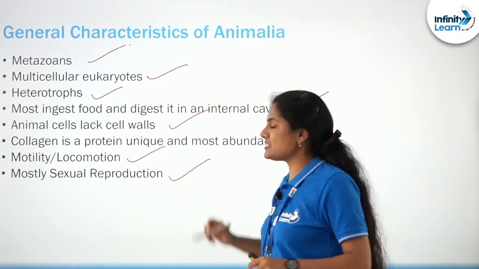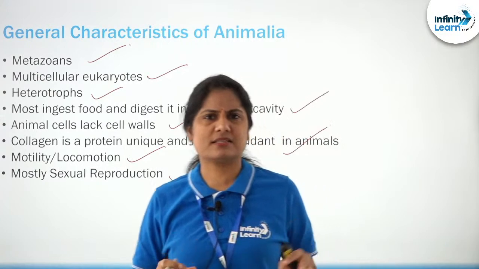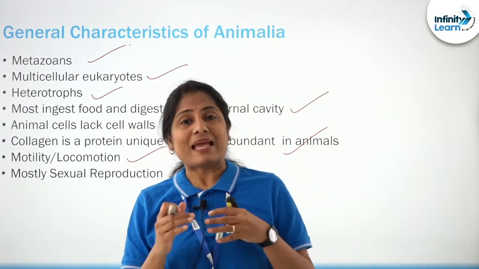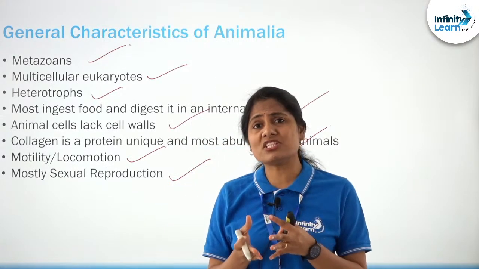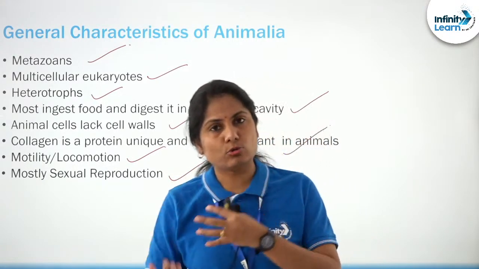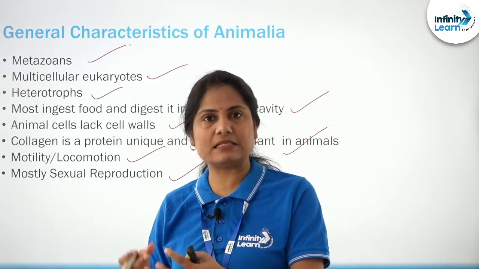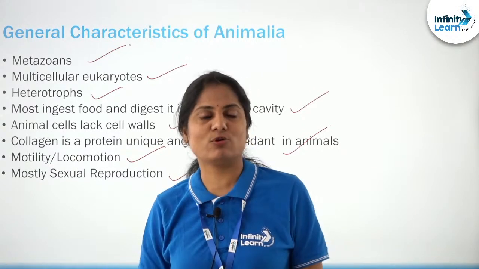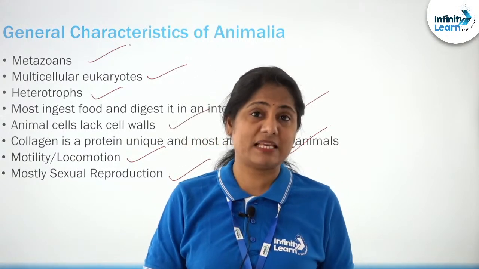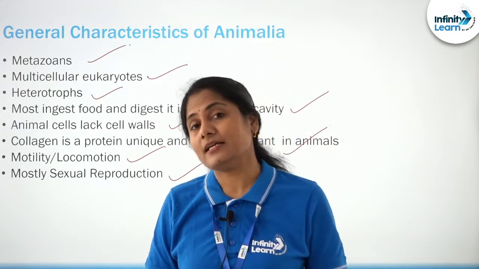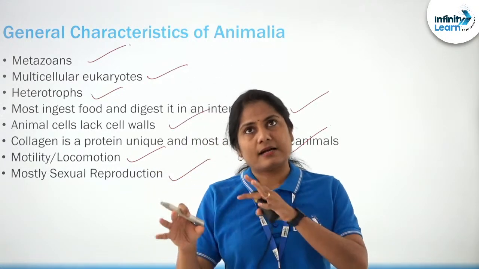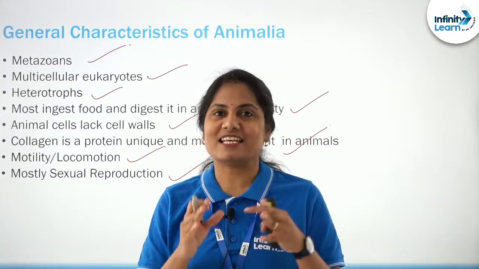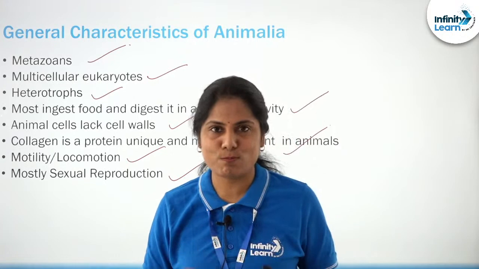And mostly sexual reproduction. Yes, offspring are born, and this is mostly sexual. Although there is asexual reproduction seen in some of the lower organisms like sponges. Porifera is the next phylum that we're going to deal with once we're done with the basis for classification. So yes, there is asexual reproduction in some of the lower organisms, but still it is mostly sexual reproduction.